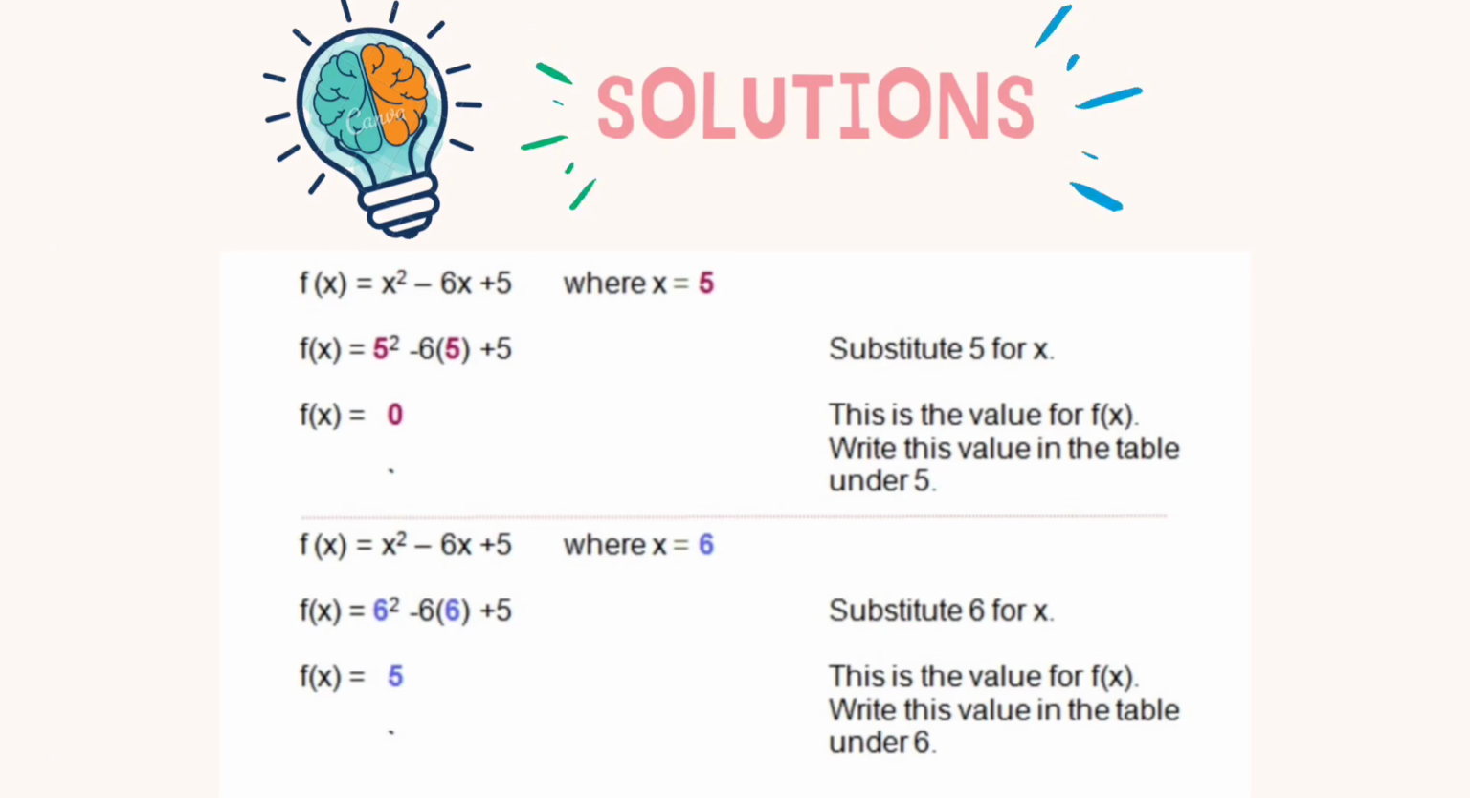When x is equal to 5, substitute the value of 5 in the quadratic function f of x equals x squared minus 6x plus 5. The value of f of x will become 0. When x is equal to positive 6, the value of f of x or the value of y is equal to 5.